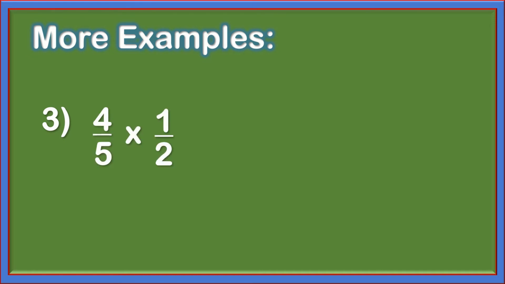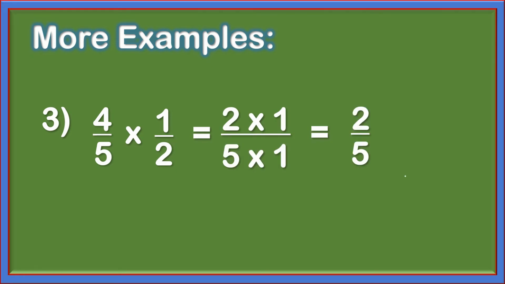4/5 times 1/2. So, ito na naman, naging 2 times 1 na siya. Kasi, ang 2 ay makakadivide sa 4. So, ang 4 divided by 2 is 2. Then, 2 divided by 2 is 1. Ang 1 at saka 5, hindi na siya madidivide. So, as is na lang siya. 2 times 1 is 2. 5 times 1 is 5. So, the answer is 2/5.